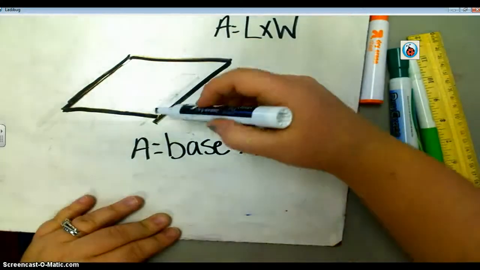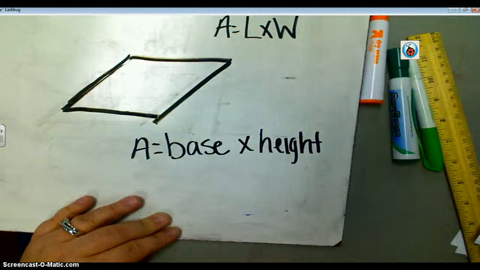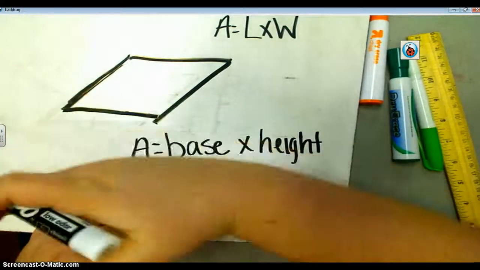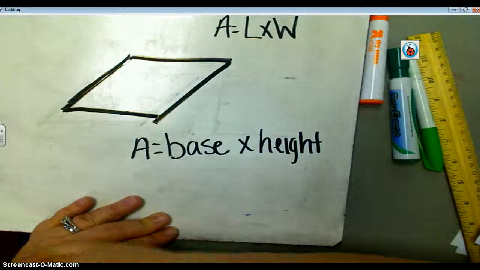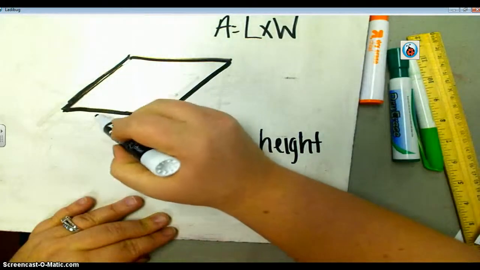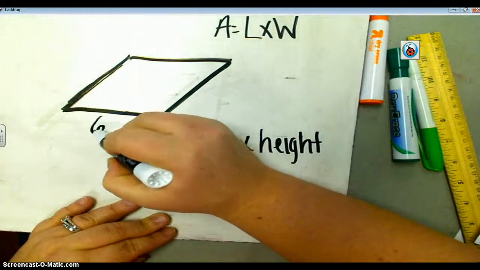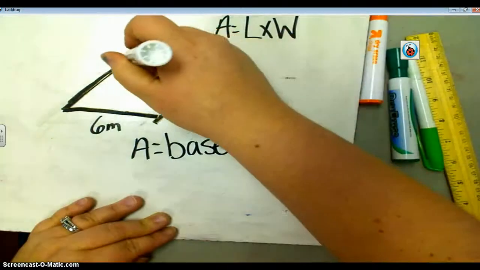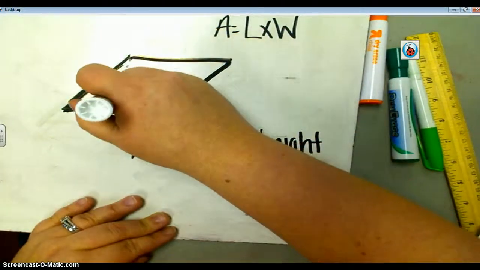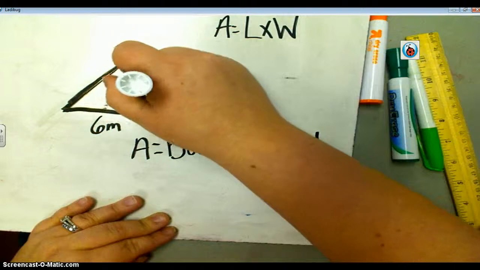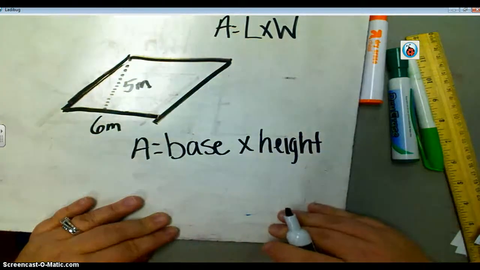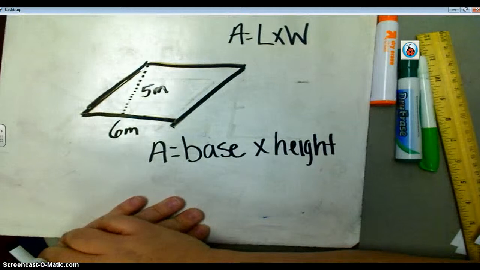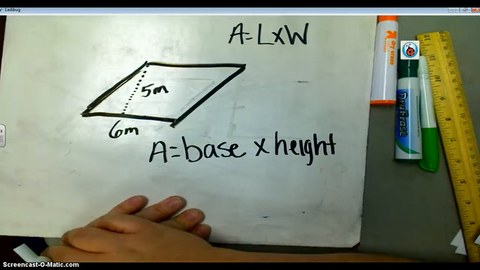So, my base is the bottom. Base is the bottom. So I could say this is maybe 6 meters and this might be 5 meters. Okay, do you see how that dotted line is there? Why would I draw that dotted line there?